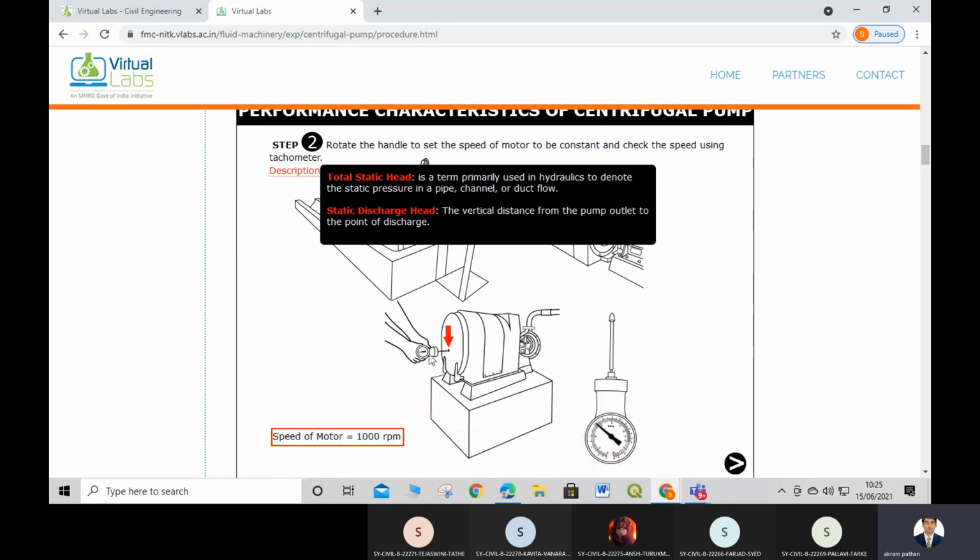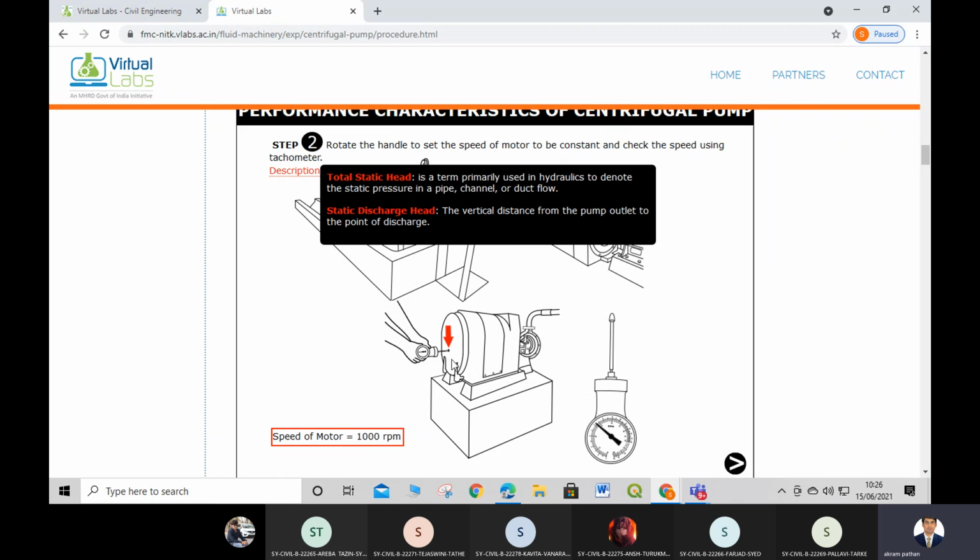Then what exactly we can see in this diagram, this is the tachometer. These red arrows indicate how we can measure the speed with the help of the tachometer. There are two types of tachometer, one is digital and one is our traditional tachometer.